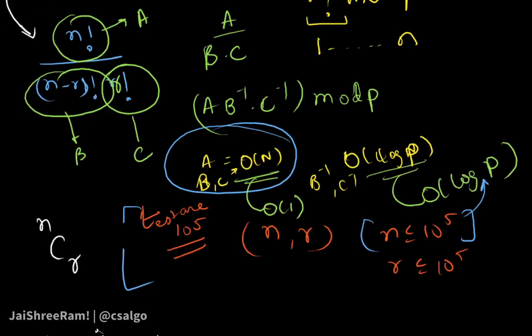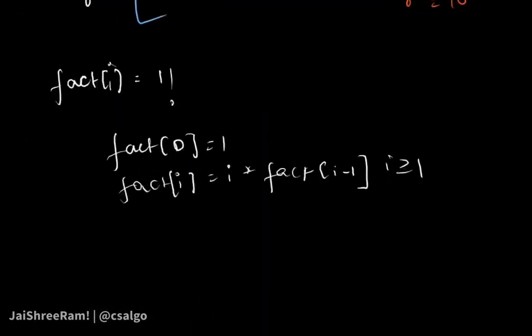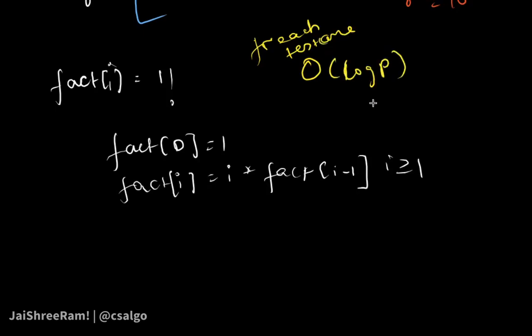So now the limiting part is this. For each test case you need order log p, because everything else is order 1. So this is the dominating part. So the total time complexity would be order number of test cases times log p, and you can see that this is 10 to the power 5 and this is 10 to the power 9. So even if you put in the values, this fits in the notion of less than or equal to 10 to the power 8, and that will pass.